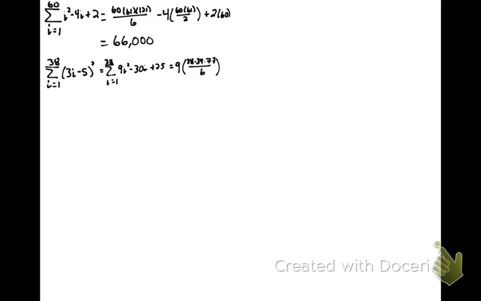And minus 30i will be negative 30 times, and we know the sum of i is 38 times 39 over 2. And finally, we've got plus 25, so that'll be plus 25 times 38. And so using our calculator to help speed this up, we will find that the sum is 149,891.